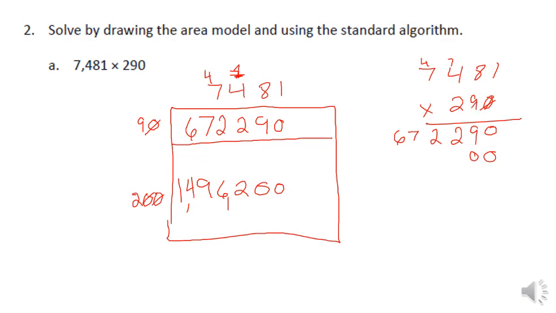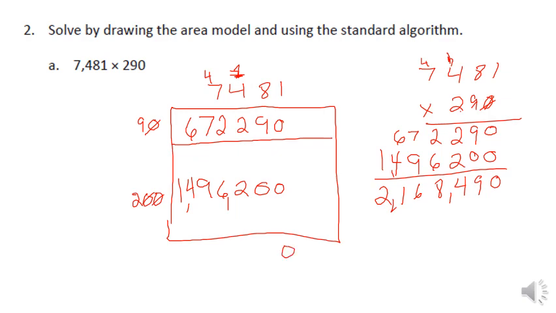We have a 0 for this one, but we also have to put the 0 for the 90 also. So now we have 2 times 1 is 2. 2 times 8 is 16. Carry the 1. 2 times 4 is 8, and 1 is 9. 2 times 7 is 14. Exact same number. Now when we add them up, we end up with 0, 9, 4, 8, 16, carry 1, 11, and 2. So we ended up with 2,168,490. Let's see about the area model.